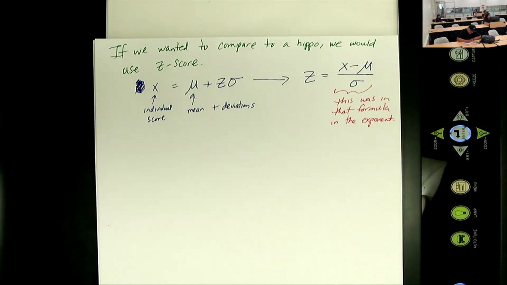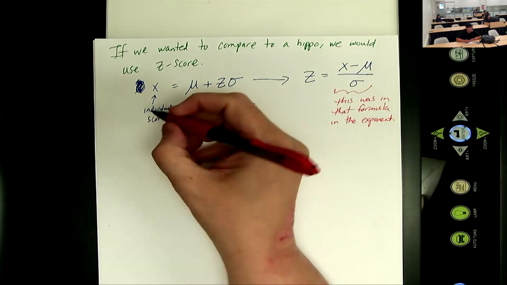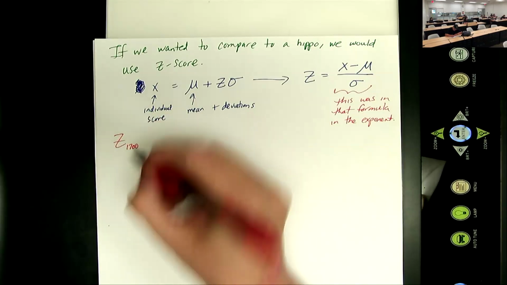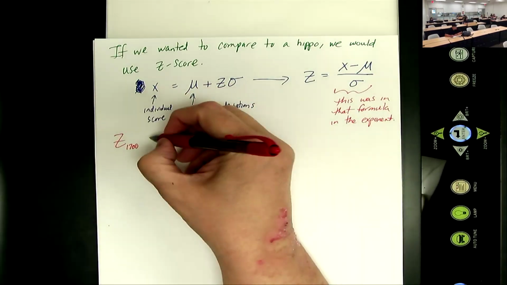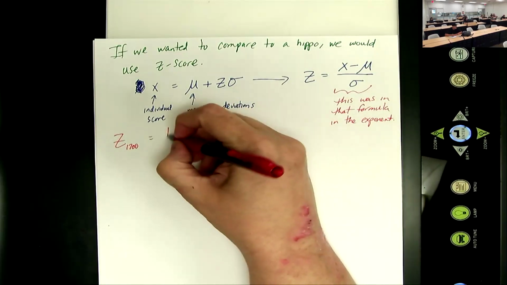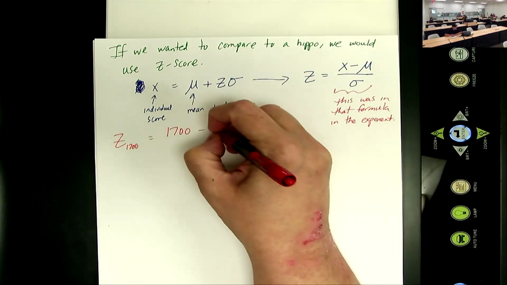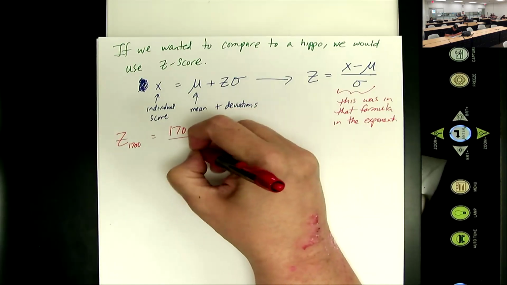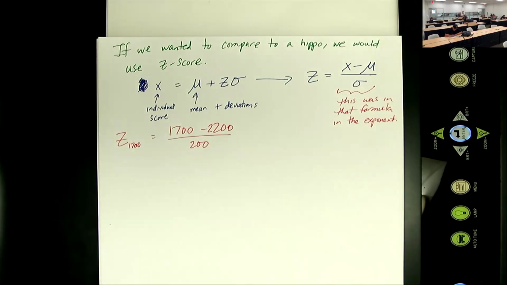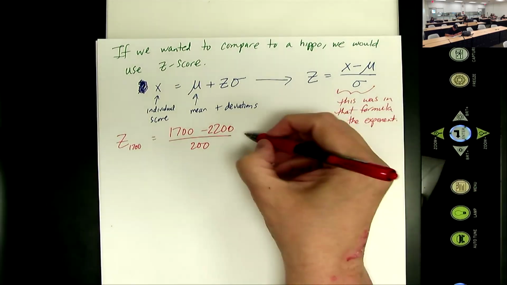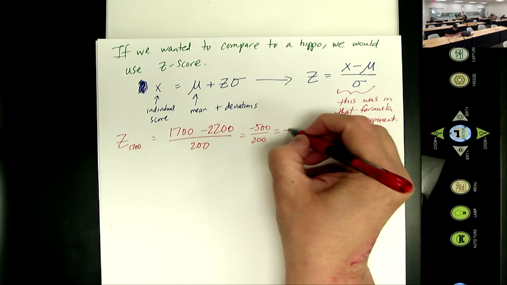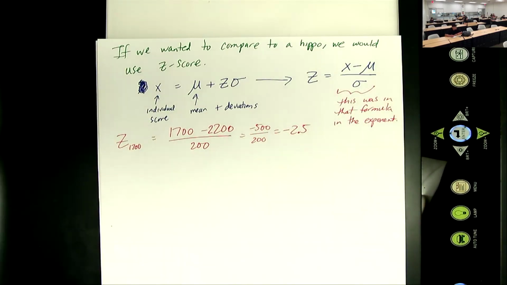Let's figure out that giraffe though. The Z-score of the 1,700-pound giraffe. We're doing 1,700 minus the mean, which was 2,200, over the standard deviation, which was 200. That's negative 500 over 200, which is negative 2.5. So it has a really low Z-score.